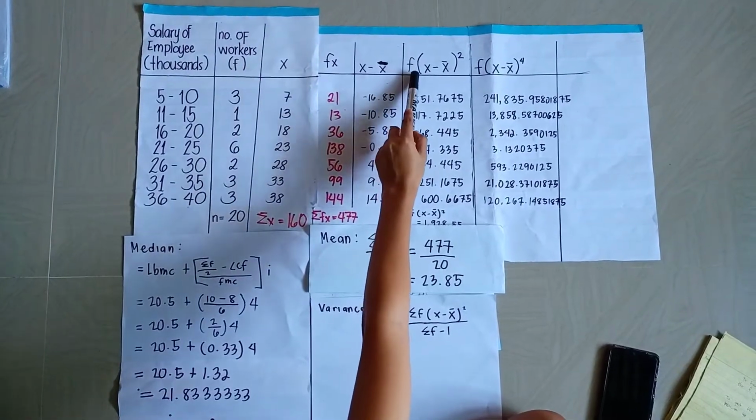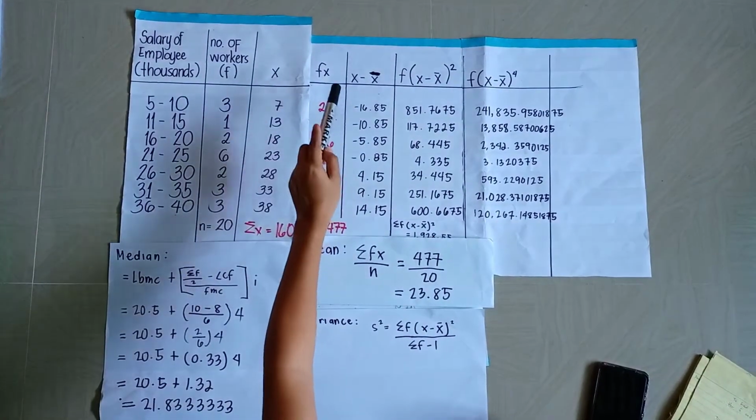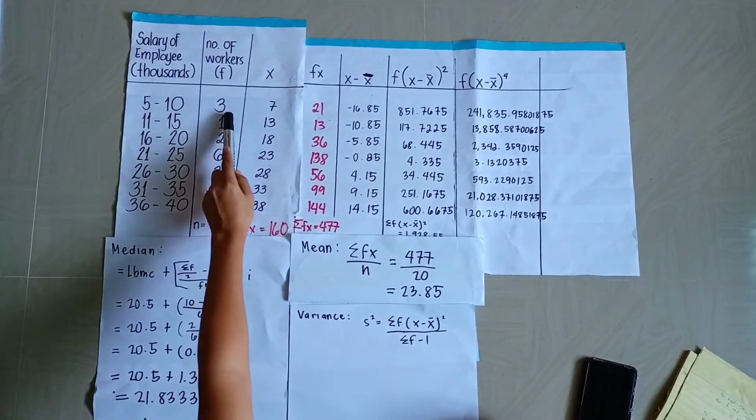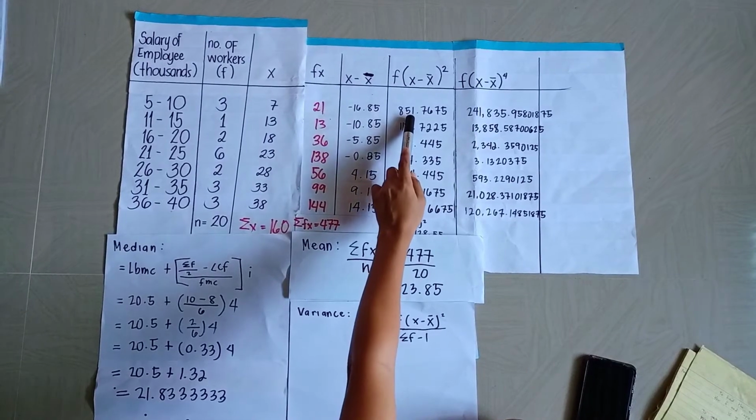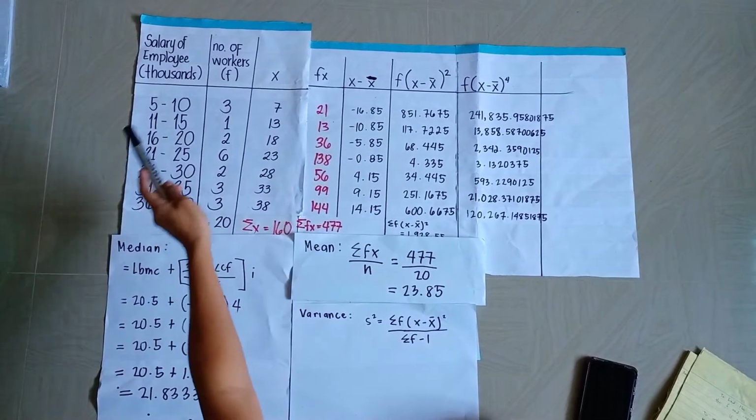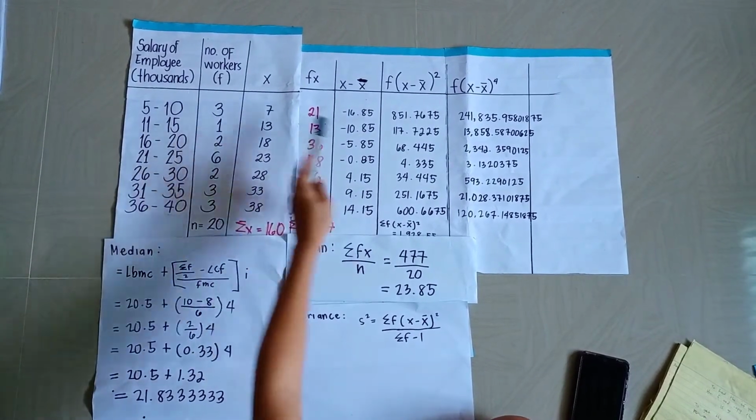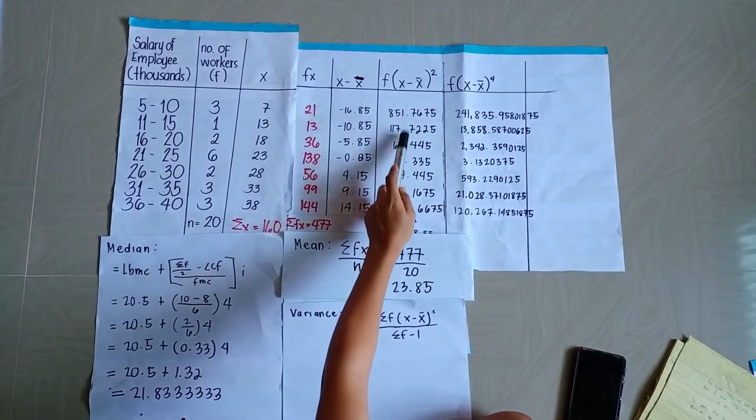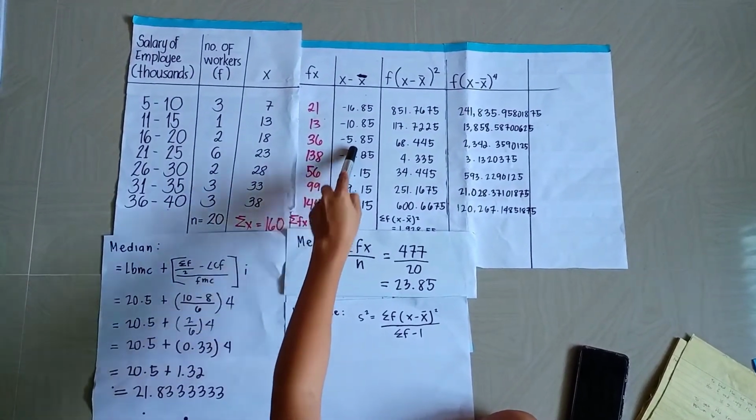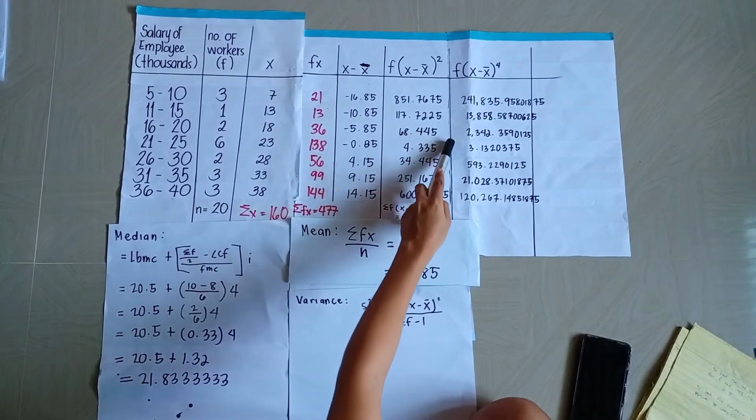To get the frequency times the quantity x minus mean squared: negative 16.85 squared times 3 is equal to 851.7675. Negative 10.85 squared times 1 is equal to 117.7225. Negative 5.85 squared times 2 is equal to 68.445.